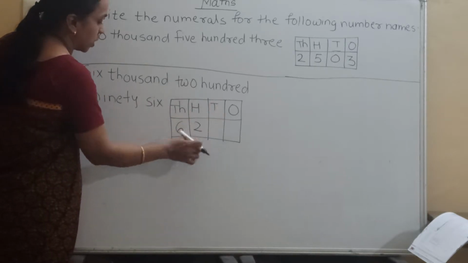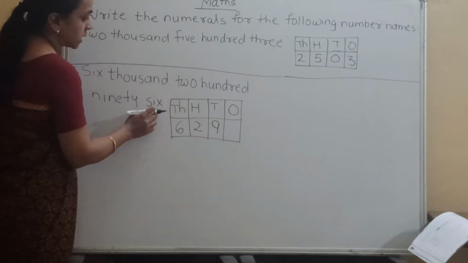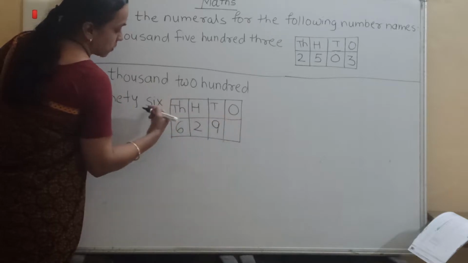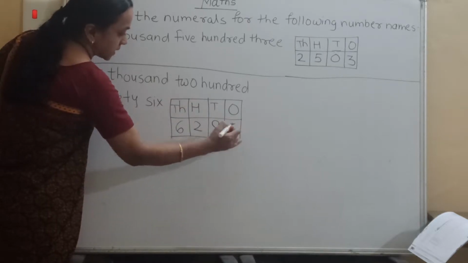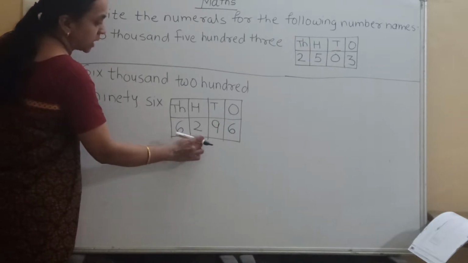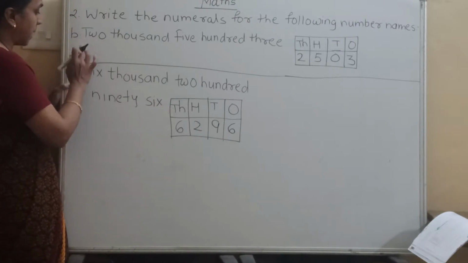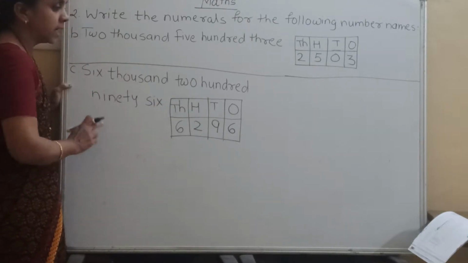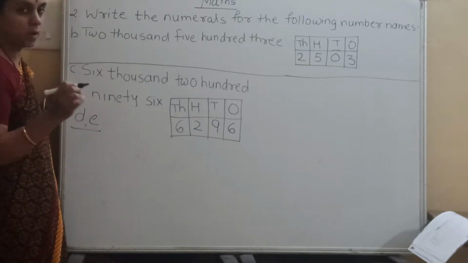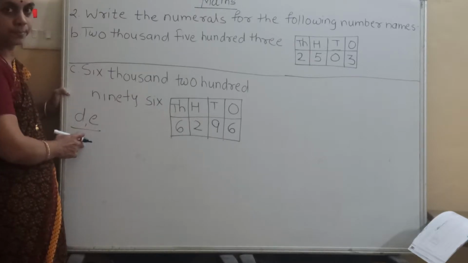In this tens box, what will you write? We will write 9. And what is the last digit? That is 6. In this ones box, we have to write down 6. Okay, now read this number. 6296. In this way A, B, C is over. Then D and E, that is for your homework. You will complete D and E in your textbook.